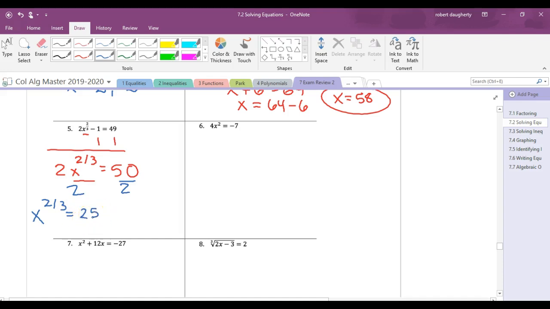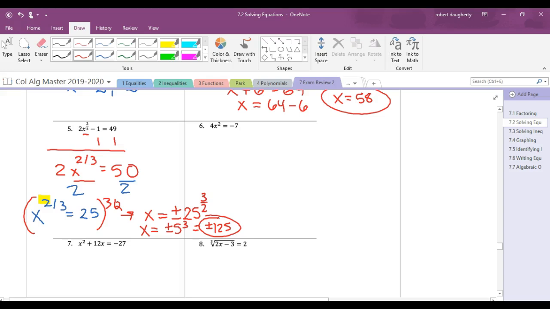Now, I notice that this is an even number at the top of this fraction. So when I solve this, I'm going to have a plus or minus in my answer. So I need to raise everything to the 3/2 power. That gives me x equal plus or minus 25 to the 3/2. What does 25 to the 3/2 mean? It means the square root of 25 squared. So this is x equal, what's the square root of 25? That's 5. So this is plus or minus 5 cubed. So that is plus or minus 125.